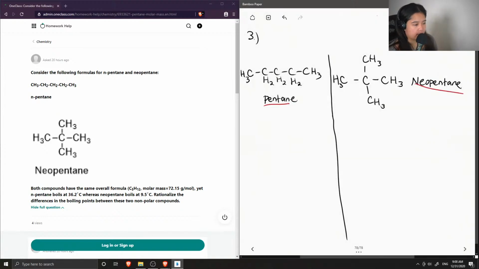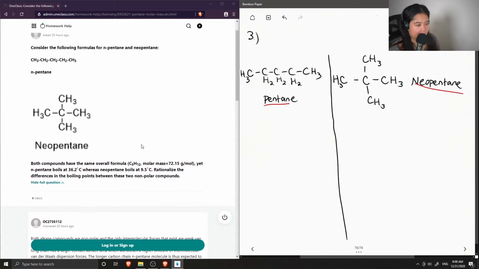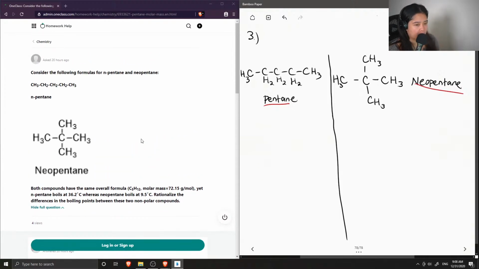Okay, so the question says that both compounds have the same molecular formula, C5H12, that's the same. And they also have the same molar mass, which is 72.15 grams per mole. Yet, n-pentane boils at 36.2 degrees Celsius, whereas neopentane boils at 9.5 degrees Celsius. Rationalize the differences in the boiling points between these two nonpolar compounds.